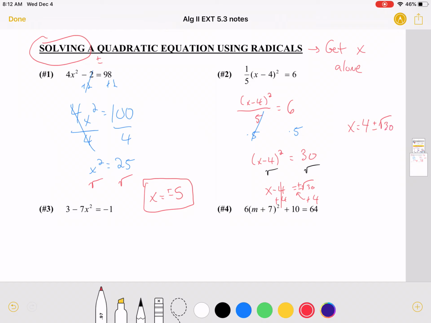And now the nice thing is, if you don't know what the square root of 30 is, in other words, if it doesn't come out nice, just leave it like that. Otherwise, you're going to get 2 messy decimals. Just leave it.